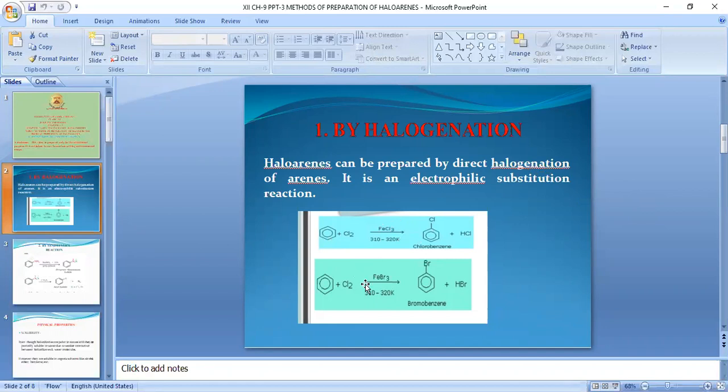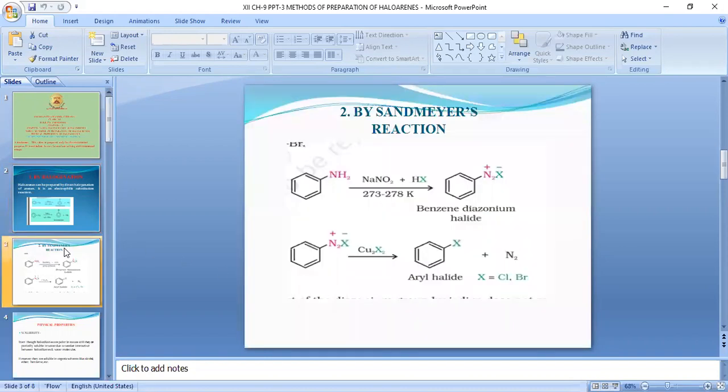Again, we have one more example. Benzene plus bromine in presence of FeBr3 will give you bromobenzene. Again, FeBr3 is also behaving here as a catalyst. The second method of preparation of haloarenes is by Sandmeyer's reaction.